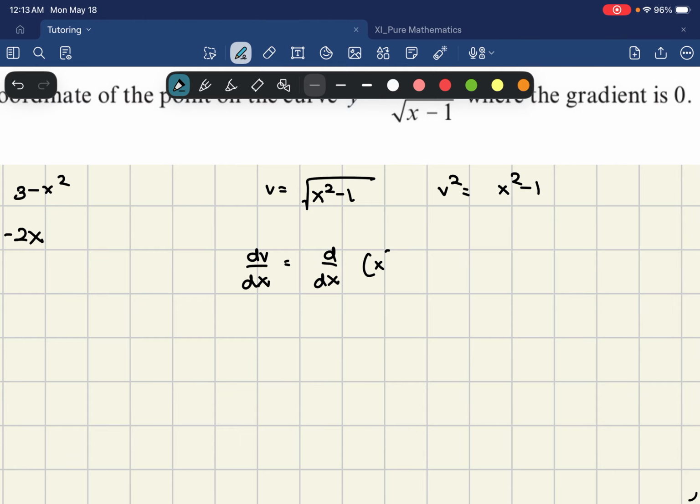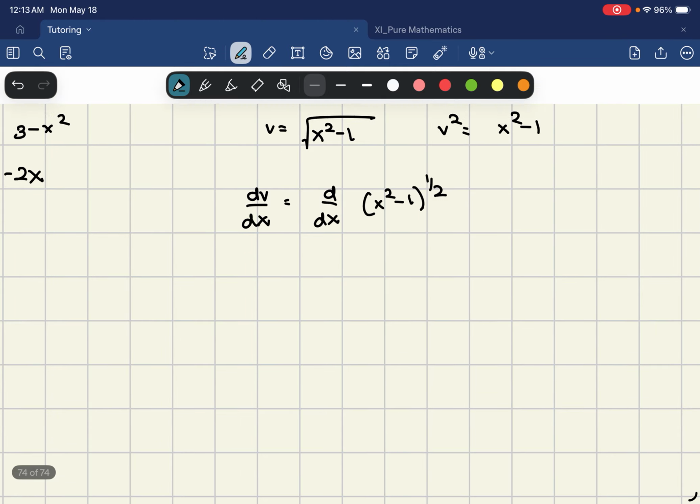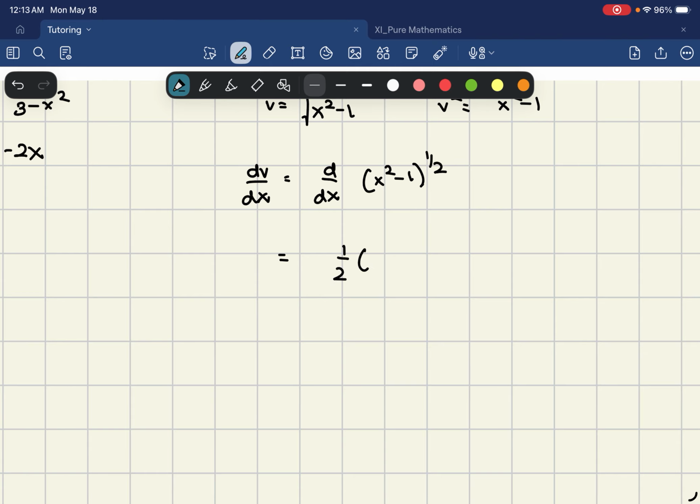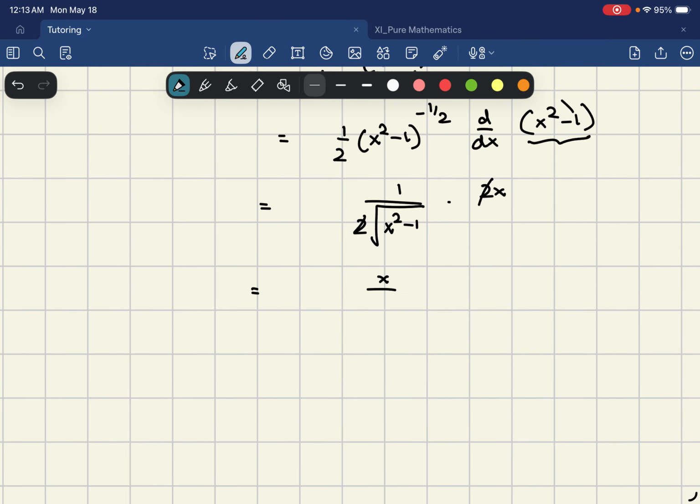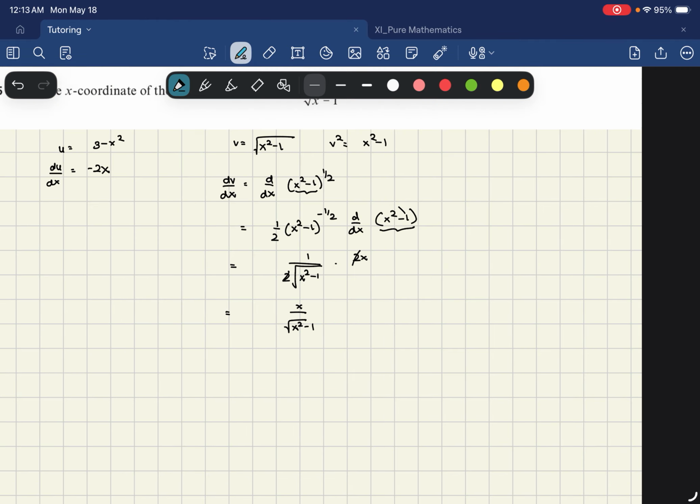I can write the square root of x squared minus 1 as this power. So I get half times x squared minus 1 to the power of half minus 1, which is minus half. But it's x squared minus 1 inside, so I have to differentiate it again. So I have 1 over 2 times the square root of x squared minus 1, times, if I differentiate this expression, I get 2x. And the 2's are going to cancel out. So I have x over the square root of x squared minus 1.